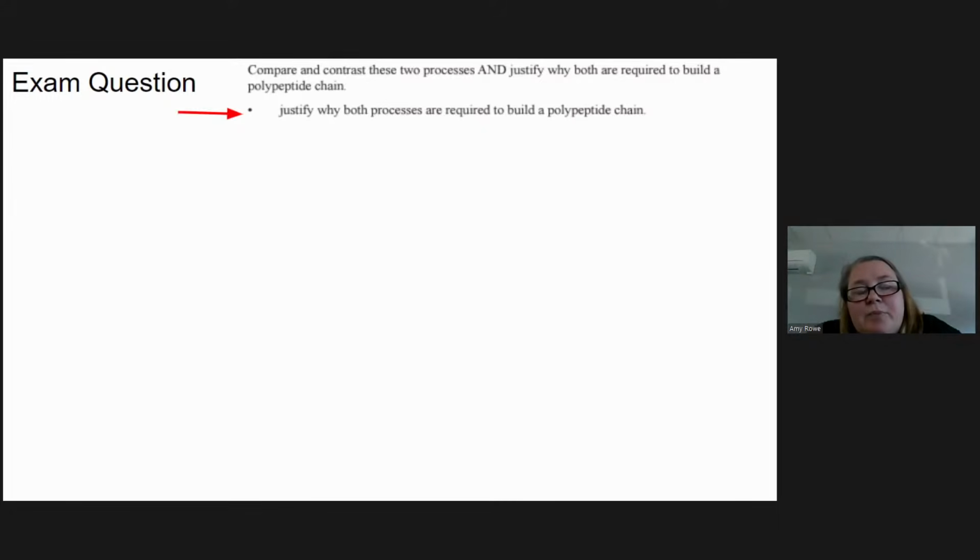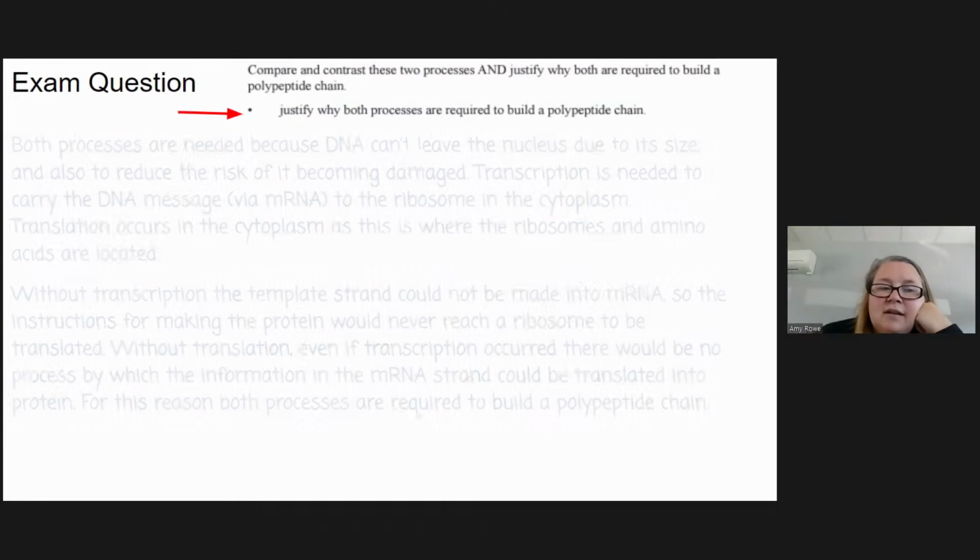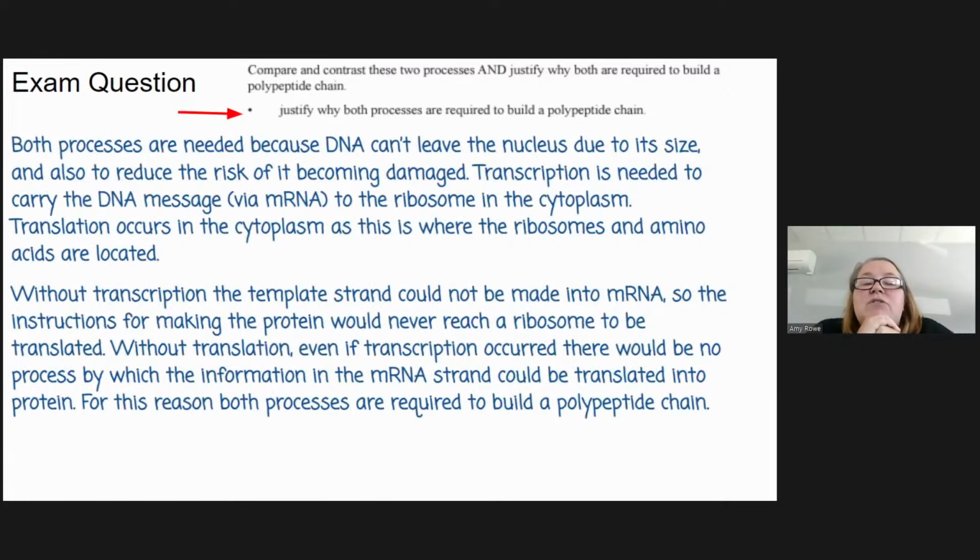Then our last bullet point was to justify why both processes are required to build a polypeptide chain. Okay, so remembering DNA can't leave the nucleus. It's a gigantic molecule. It's big. It's not able to pass through a nuclear pore, and also DNA needs to be protected. DNA contains all of the instructions for making every protein that the cell will need, and it needs to remain whole and uncorrupted. So for that to happen, it is stored in the nucleus away from those degrading molecules that may be floating around in the cytoplasm.